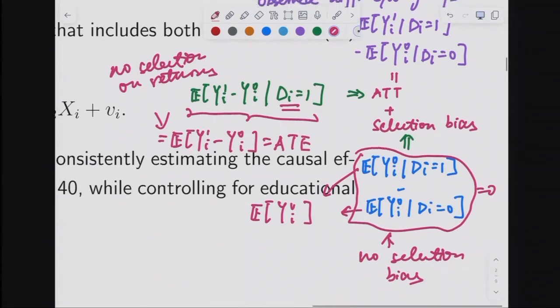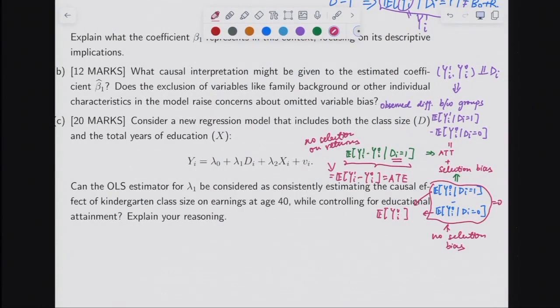So, given we've established these identities, the beta hat 1, which consistently estimates the beta 1, also consistently estimates the ATE and the ATT. So we can interpret the beta hat 1 as the estimated average treatment effect on the treated or the estimated average treatment effect in the population. And there's no concern about omitted variable bias. So that's for part B.